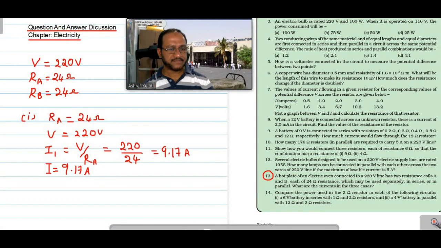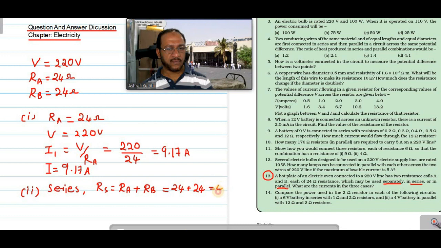Second case, both of them in series. If both the coils are used in series, what is the total resistance of that combination? R series equals RA plus RB. The resistances should be added. Both are connected in series, so total resistance is 24 plus 24, 48 ohm.